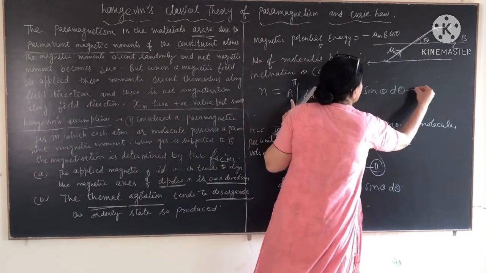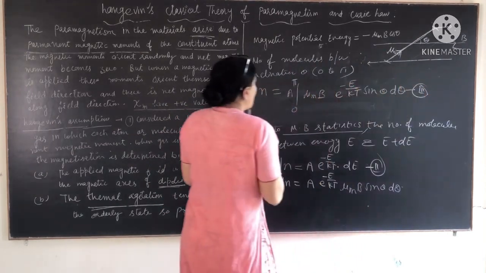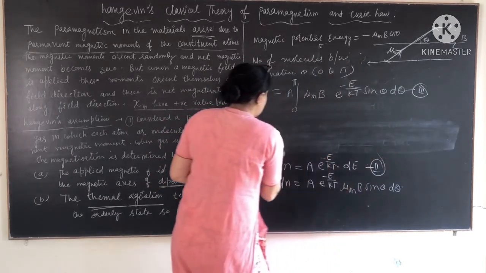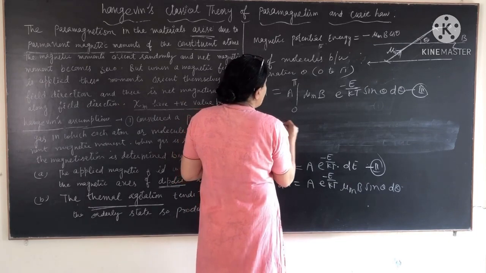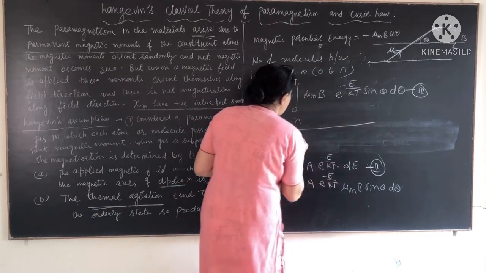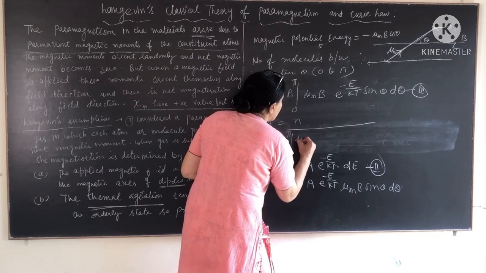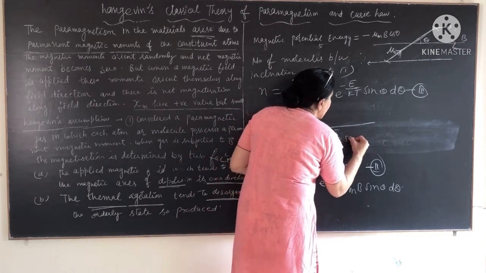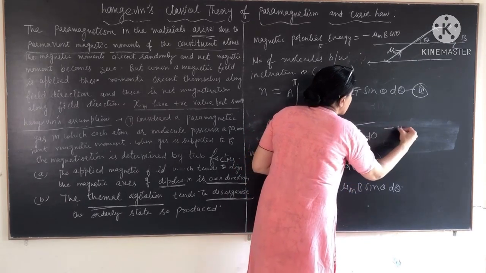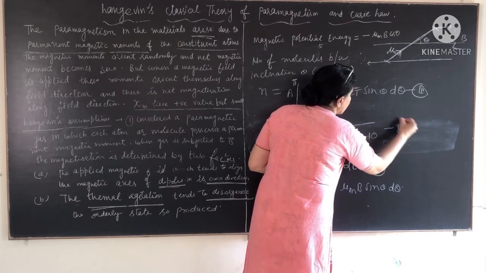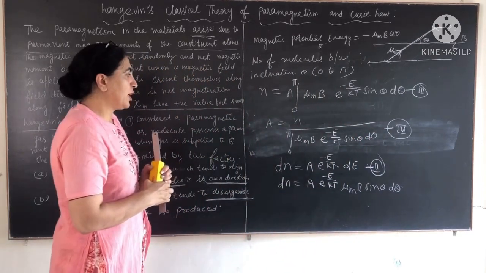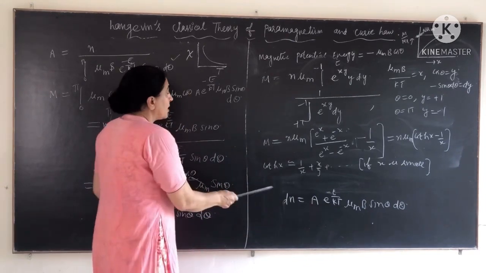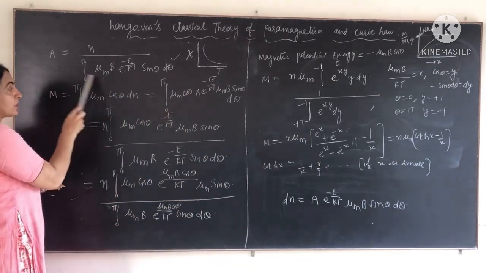From this n we can find out the value of A. So take equation number 3. From this, the value of A will be A is equal to n upon the integral from 0 to pi of mu m b e raised to power minus E over kT sin theta d theta. Take equation number 4. So we have these types of equations. Now A is equal to this.